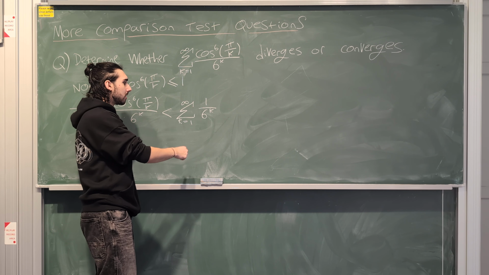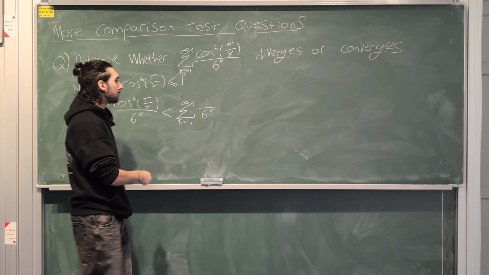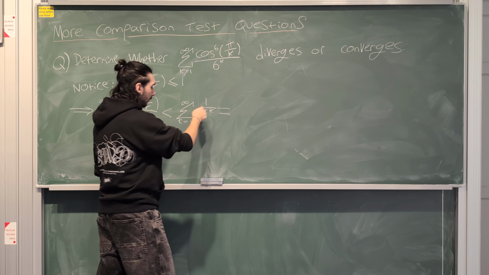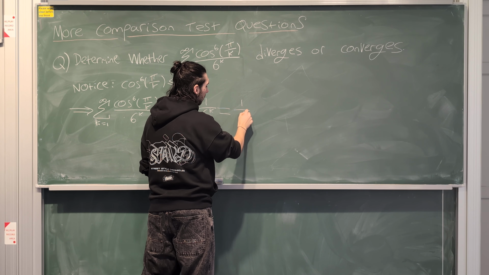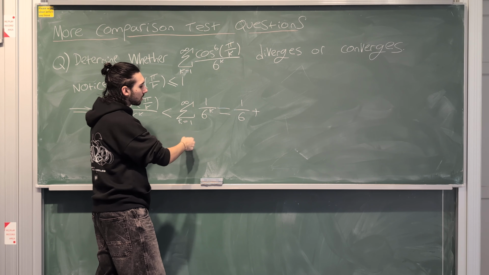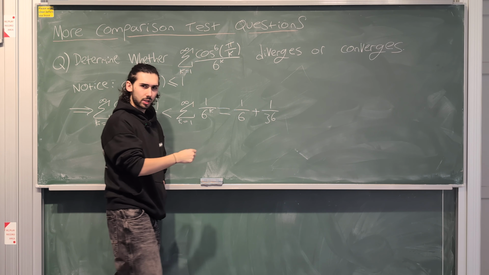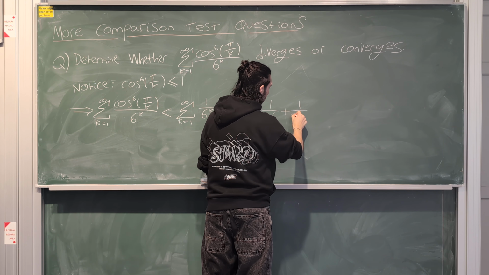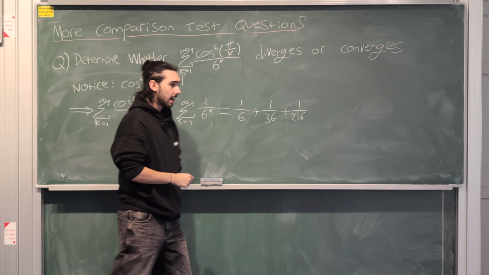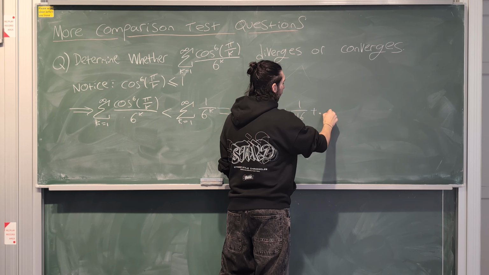Well, guys, notice that this is actually just a geometric series, okay? It's a geometric series because if I was to write out the first few terms, it would be 1 over 6 to the 1, so just 1 over 6, plus 1 over 6 to the 2, so 1 over 36, plus 1 over 6 to the 3, which if you know what 6 cubed is, that'll be 216, and so on and so forth, right? And it goes to infinity. So there's actually a formula for this.